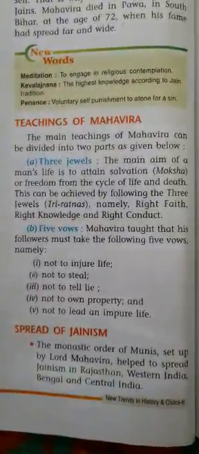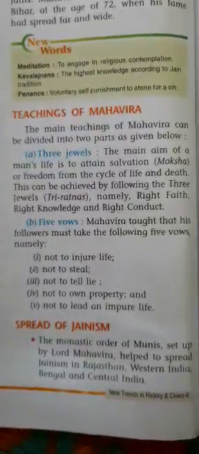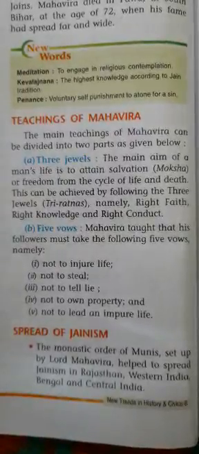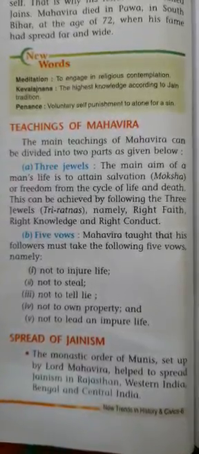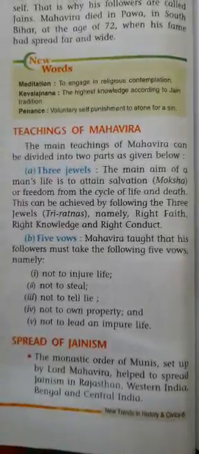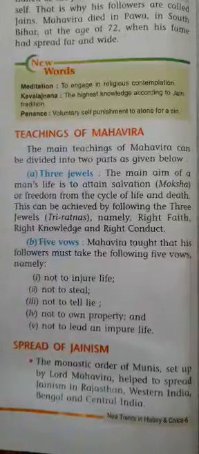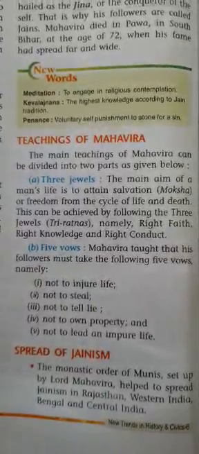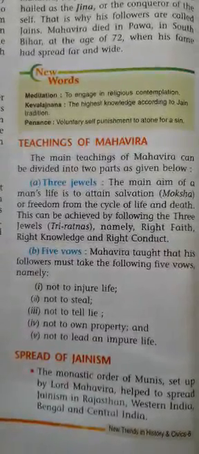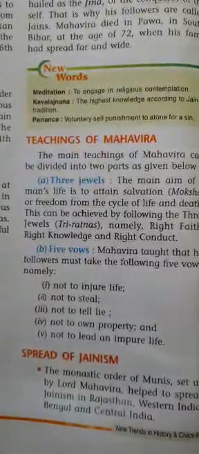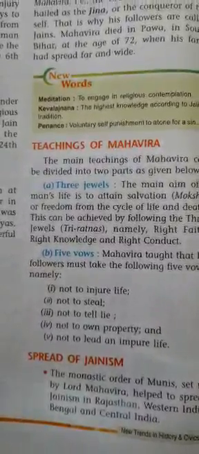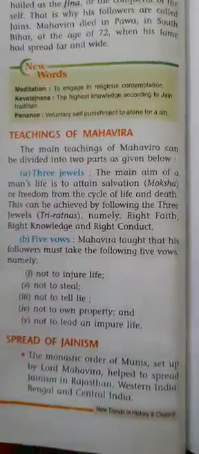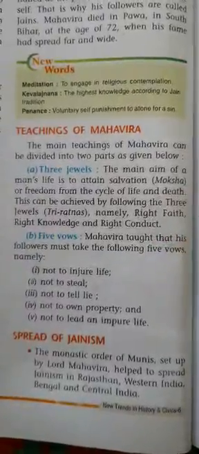Next we'll see about the teachings of Mahavira. The teachings of Mahavira are divided into two parts. One is the three jewels. Mahavira says that a man, in order to attain salvation or moksha, means freedom from the cycle of life and death. Otherwise, what will happen after a person dies? He will again take birth. So this life and death is like a cycle. After death, he will again take a rebirth. So in order to stop the cycle of life and death, one has to attain moksha.